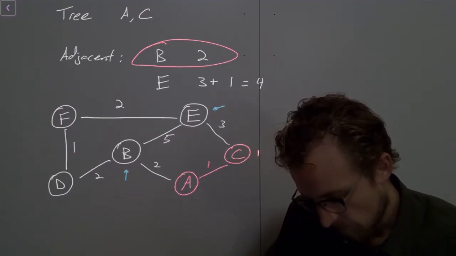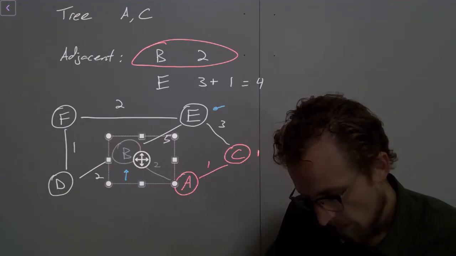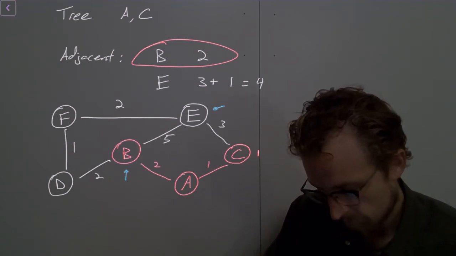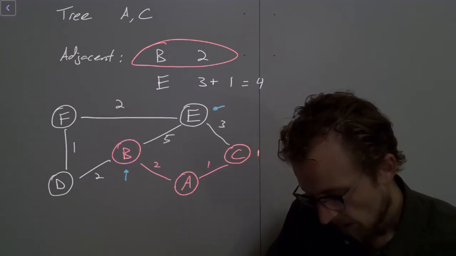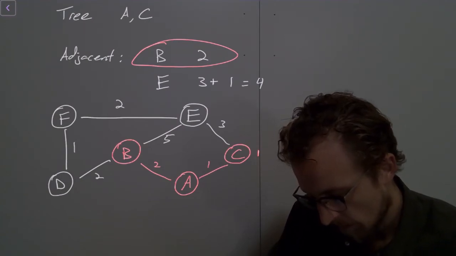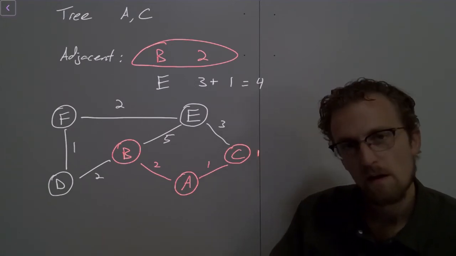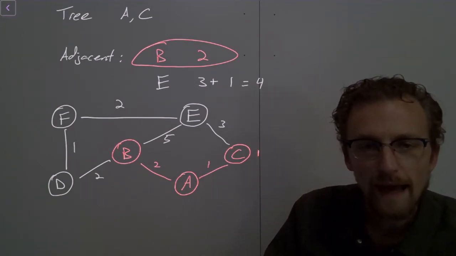All right, so I'll select B here and add it to the tree. All right, and then we can get rid of these arrows, and we can do this. Okay. All right. So why have we added B?